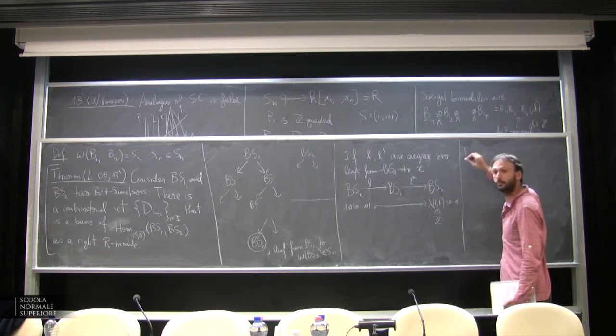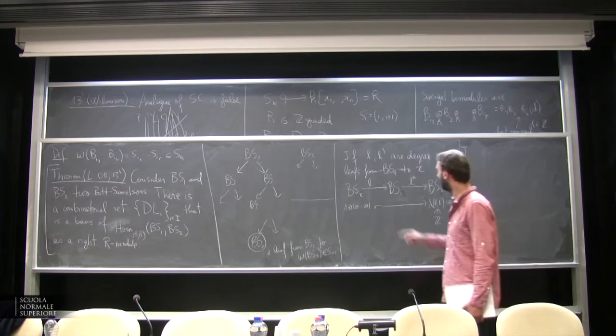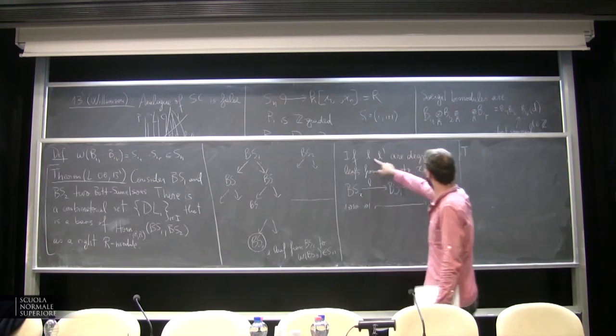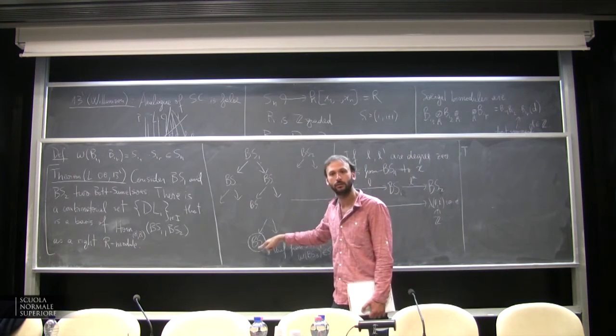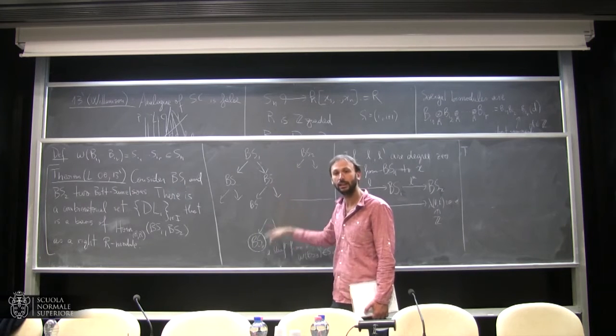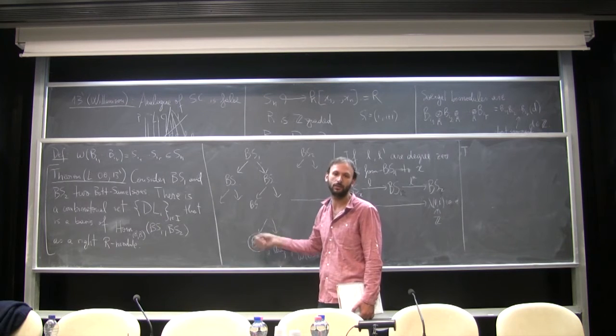So X is the element you started with. What is X? It is the element associated to BS1. So you start with BS1, it goes to some X. It's a leaf, you take a leaf, a degree zero leaf that ends in someone. I call this someone X.